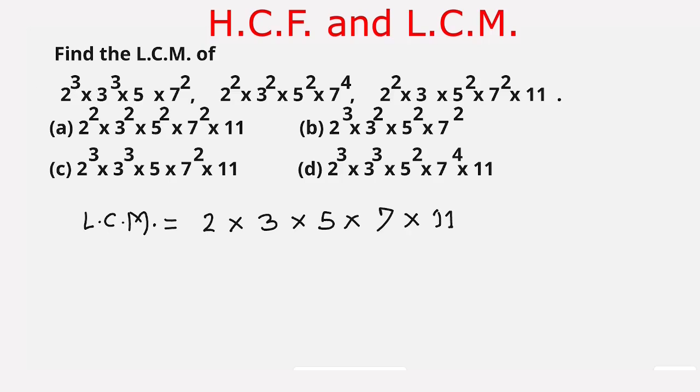So the highest power of 2 is 3. So we will take the highest power in our LCM. So we will write 2 to the power 3.